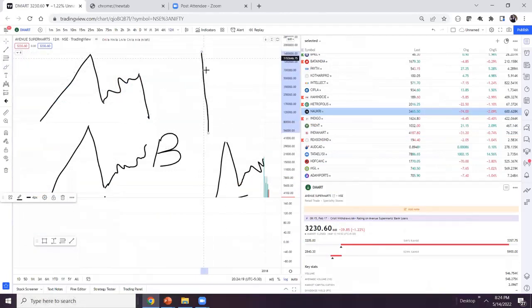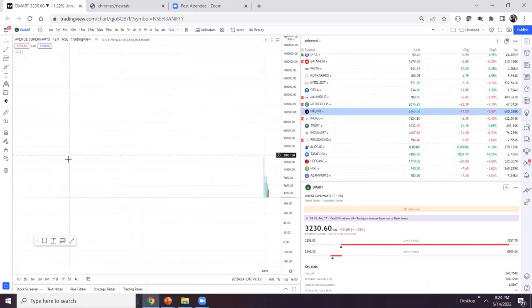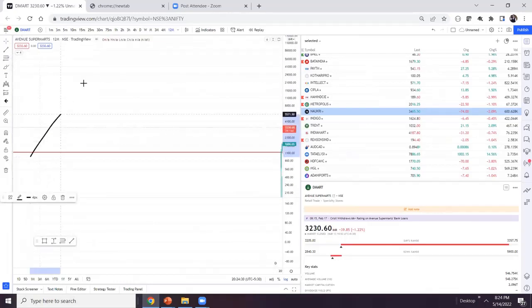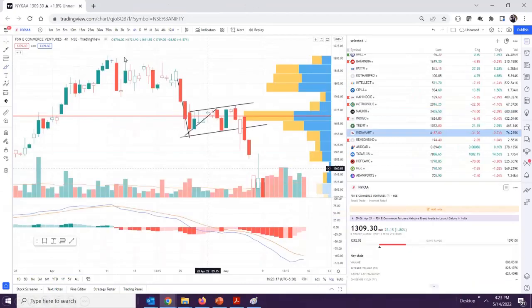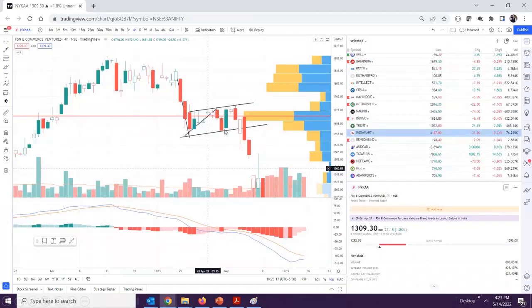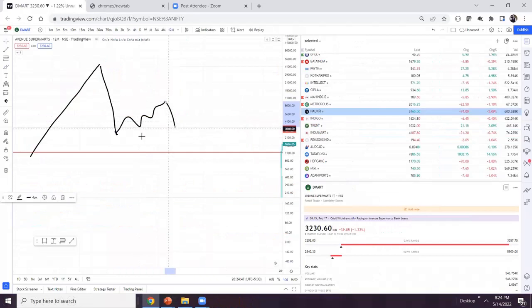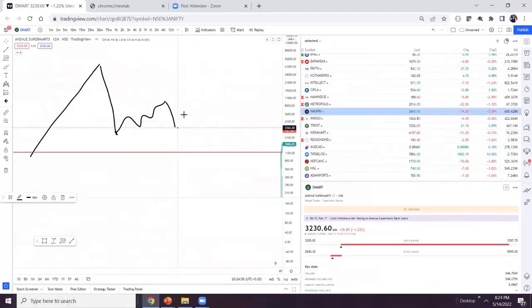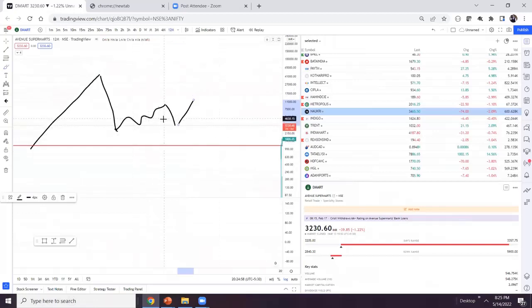You see a fast move. Let me clear this first. There is one move, then there is down move, and up move, down move. Then there is one corrective pattern, and then there is one more down move. But this is not breaking this, right? This is not breaking here. And this is again going up. So what sort of pattern is this?